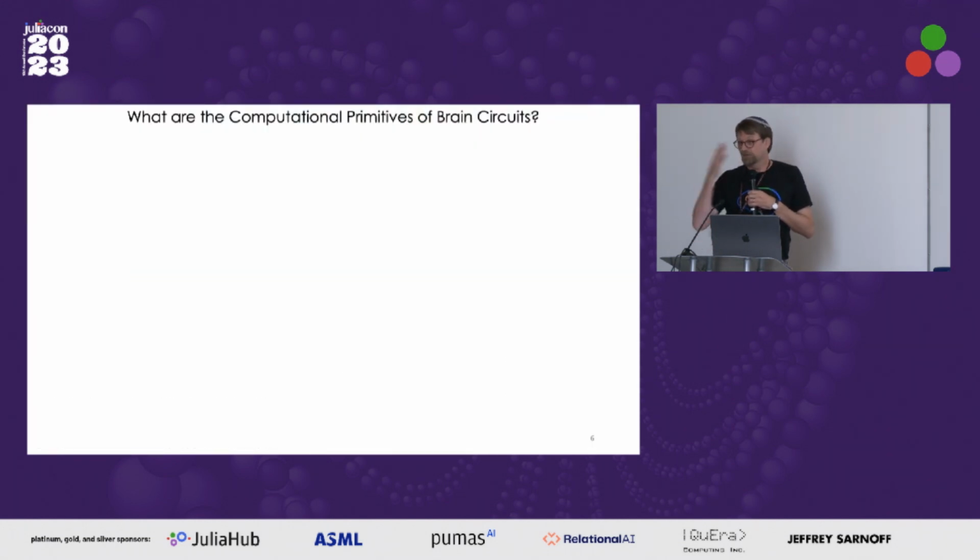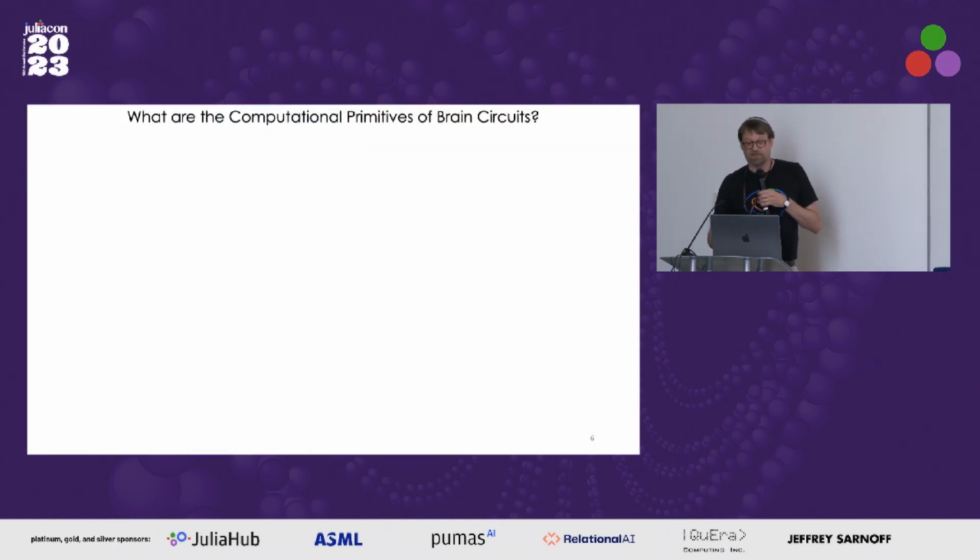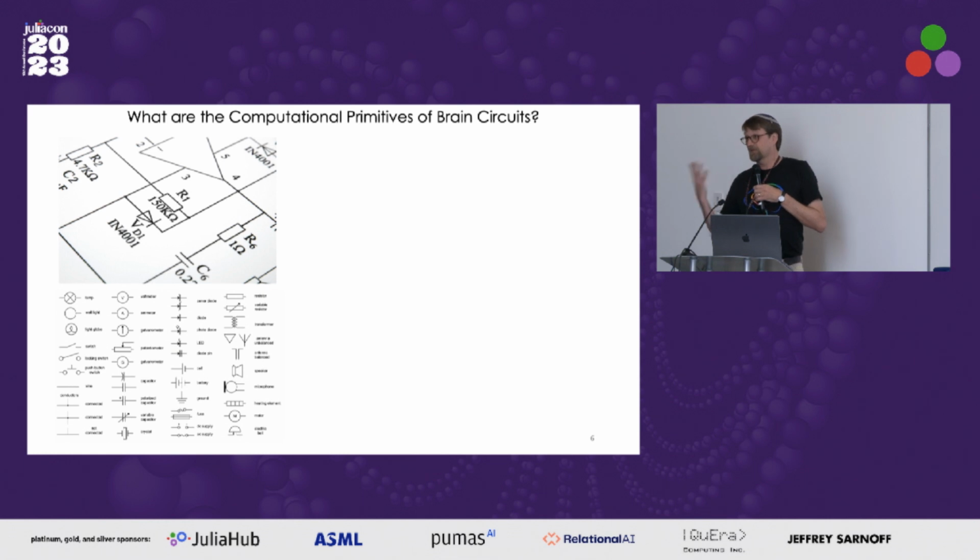So very similar to the glucose regulation, you can think about the brain. Now the question is, how do we actually go from these control circuit things to actual brains? The big question we have to ask ourselves is, what are the computational primitives in the brain circuits? It's pretty easy when you look at electronics.